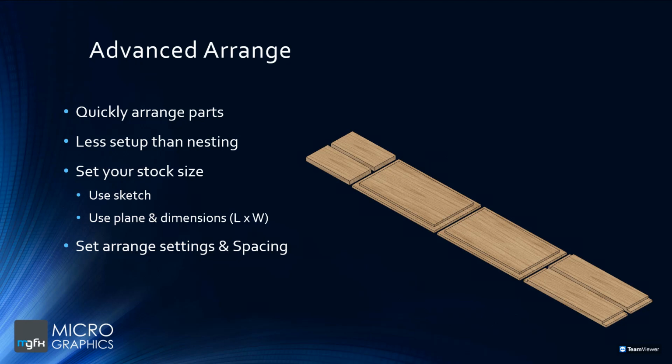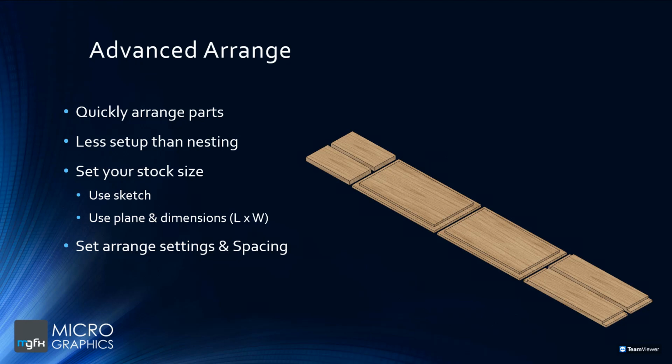Okay, so looking at the advanced arrange tool, this would be in the design workspace. It allows you to quickly arrange parts from your assembly and preview essentially what your nest would look like for, let's say, a single component. I look at this as a very quick way to preview how a single assembly would flatten out onto a sheet. So you can quickly arrange those components onto a flat sheet.